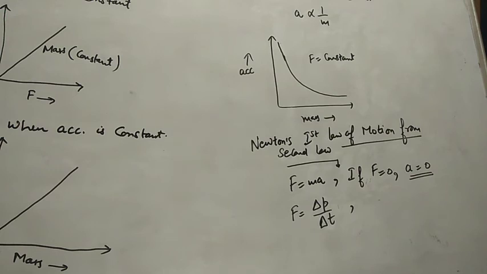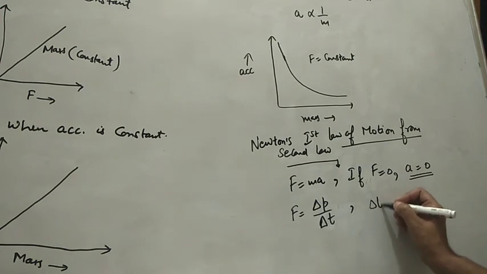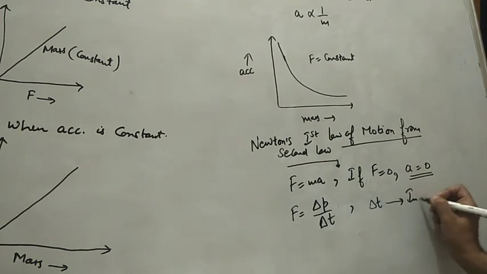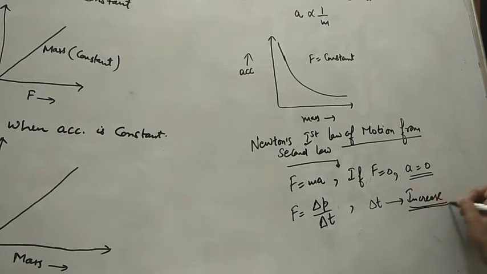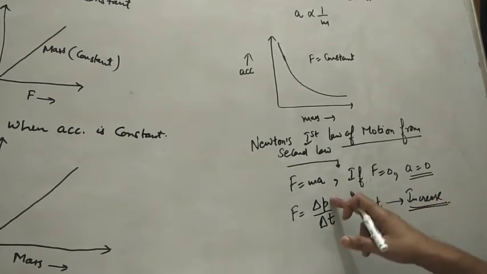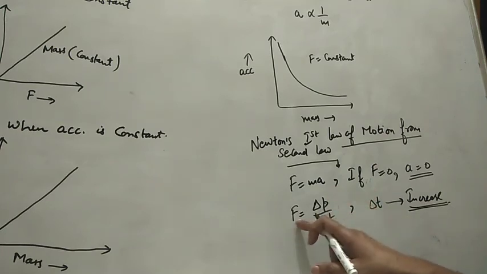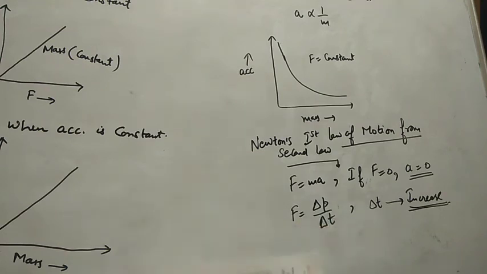Now, while catching a ball, the cricketer withdraws his hands along with the ball. Why is he doing that? Because he increases delta T. If delta T increases, he can bring about the change in momentum with less force. If delta T is less, the force of the ball striking the cricketer will be larger, so with a longer time he experiences less force.